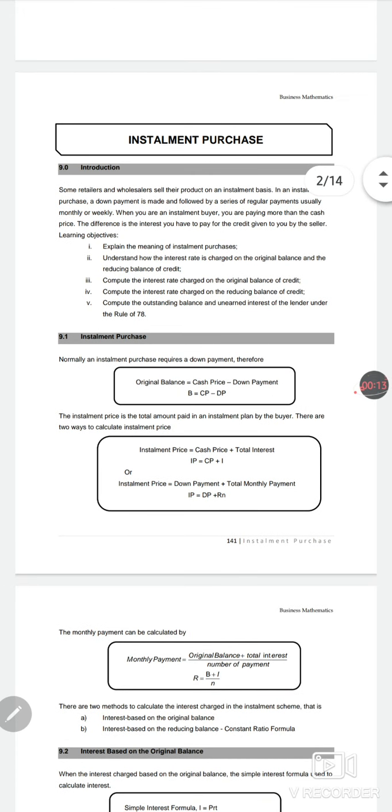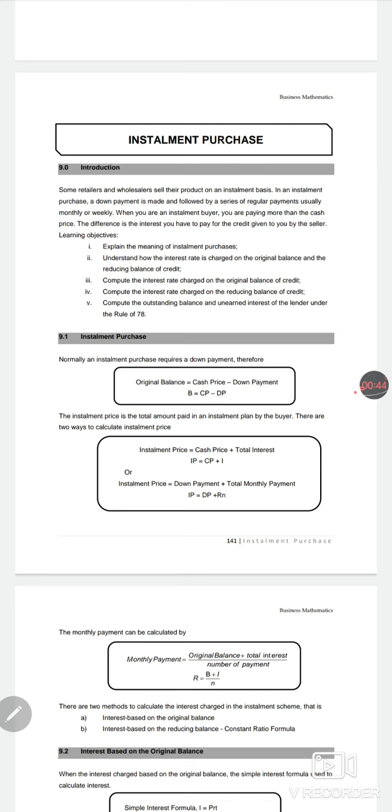So, an introduction of installment purchase. Some retailers and wholesalers sell their product on an installment basis. In an installment purchase, a down payment is made and followed by a series of regular payments, usually monthly or weekly. When you are an installment buyer, you are paying more than the cash price. The difference is the interest you have to pay for the credit given to you by the seller.